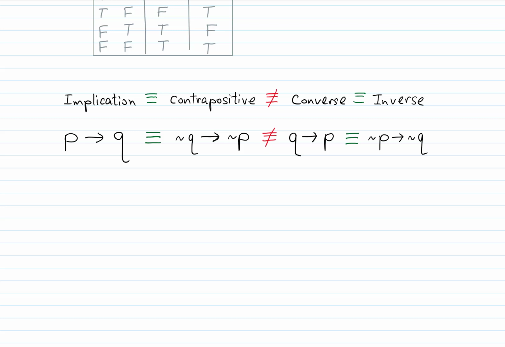And here's another little piece of trivia. It just so happens that the inverse is the contrapositive of the converse. And that's another reason why the inverse and the converse are equivalent.